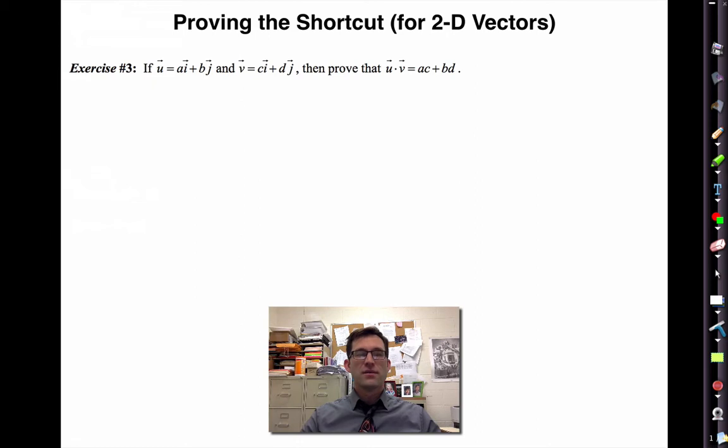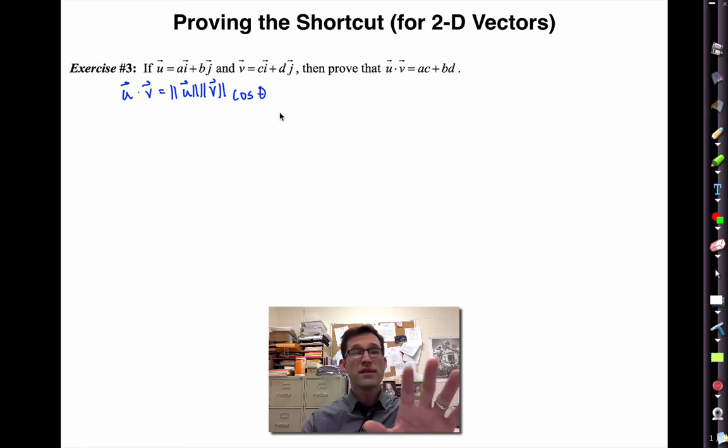So why is it that if you have u, which equals ai plus bj, and v, which is ci plus dj, why can you just multiply a and c, b and d, and get the dot product? Now again, what I want you to realize is that we're saying u dot v by definition is the magnitude of u times the magnitude of v times the cosine of the angle in between them. Okay, that's what we're saying.